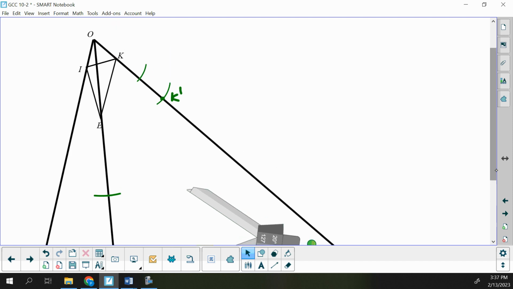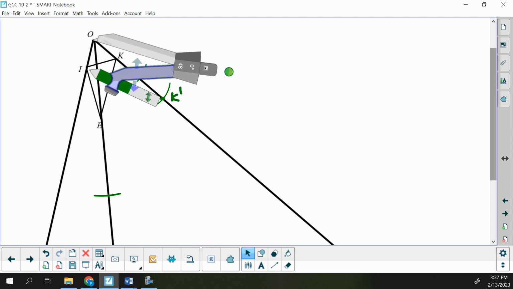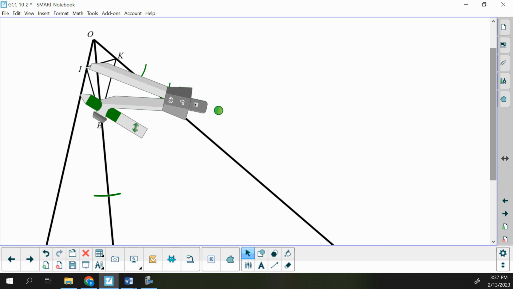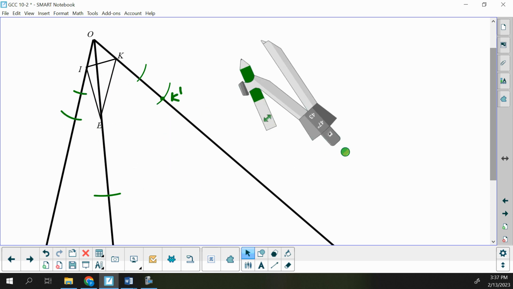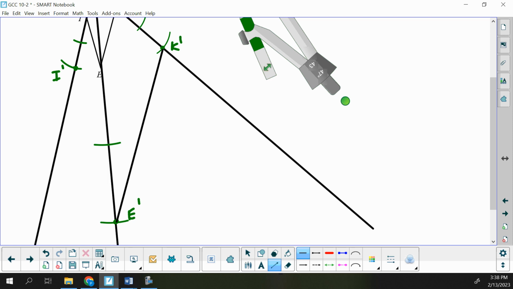And then same idea for the last one. Point on O, pencil on I. That's your first. Point on I, make an arc. That's your second. That's your third. So that's I prime. Oh, I guess I labeled it E prime down here. But what we're going to do is connect our primes now. And that creates our dilated figure with a scale factor of 3.